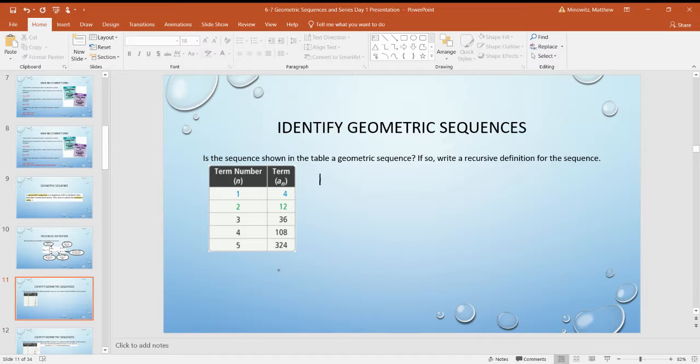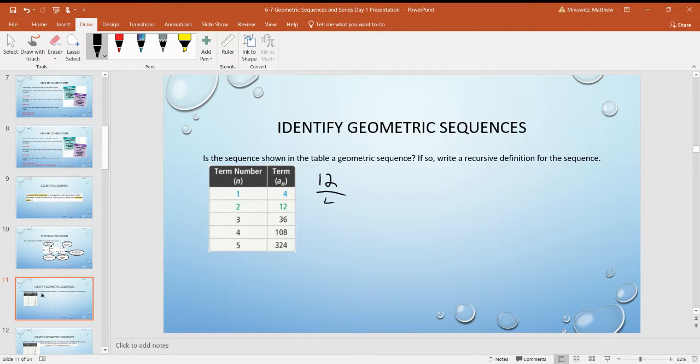But if not, I could take the second term and divide it by the first, and I could take the third term and divide it by the second, and so on, checking to make sure that the ratio is constant among all of them. So I know my common ratio is 3, and I know my first term is 4.